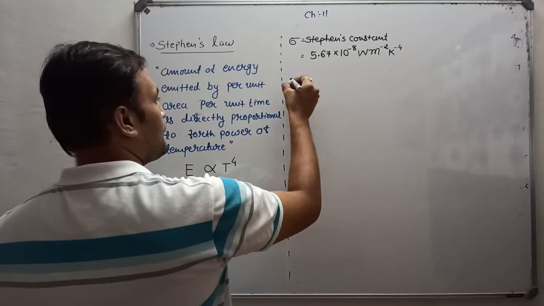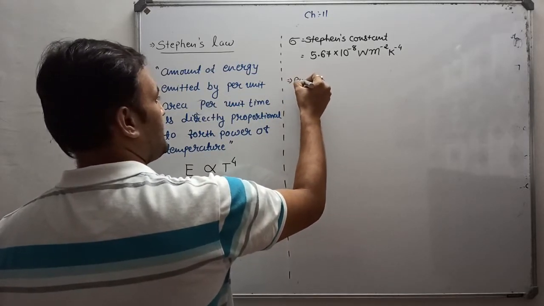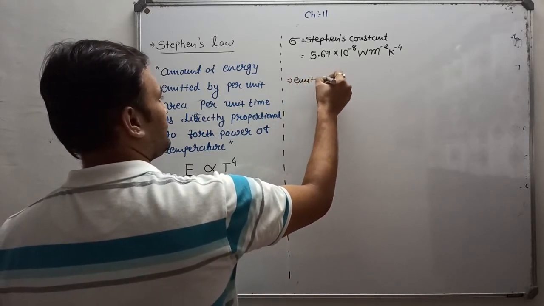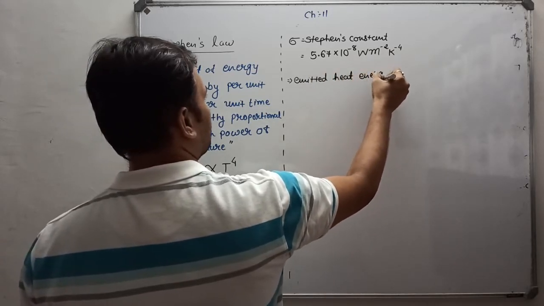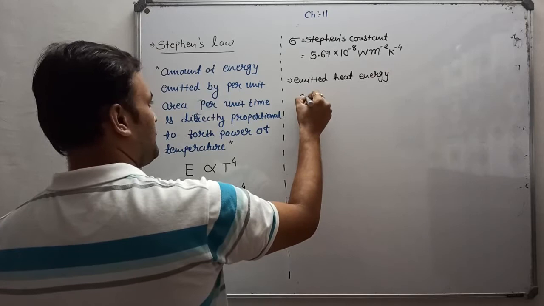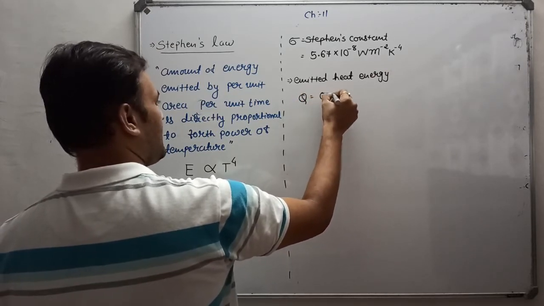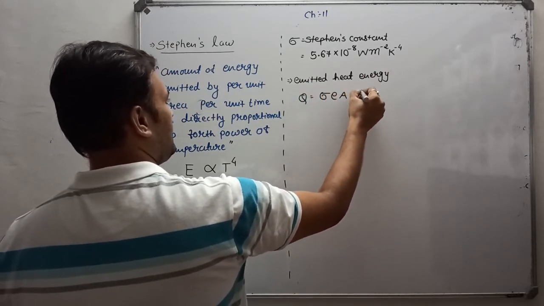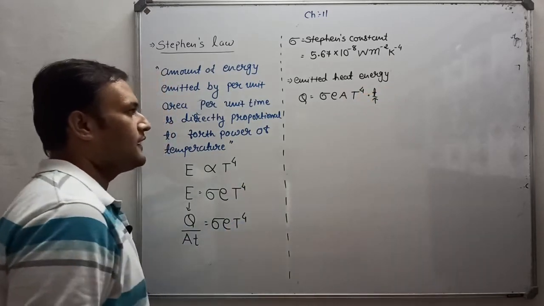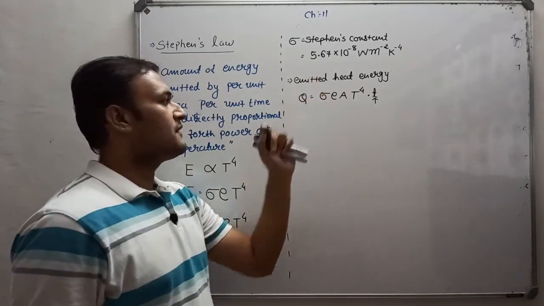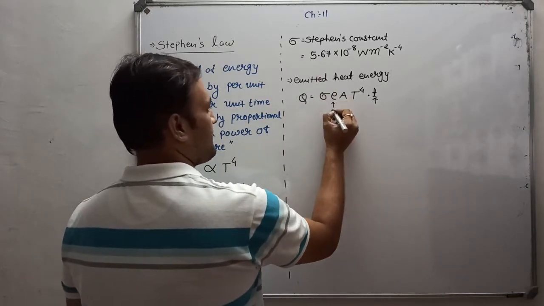So the emitted heat energy is Q is equal to sigma E A T raised to 4 into t, where t is equal to time. Sigma is equal to Stephen's constant, and E is emissivity.